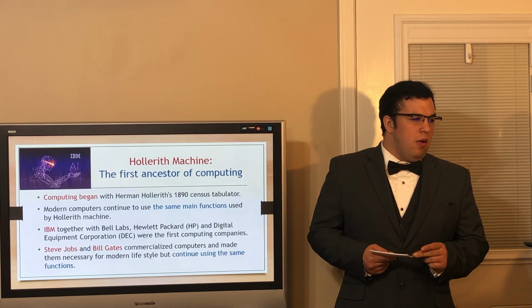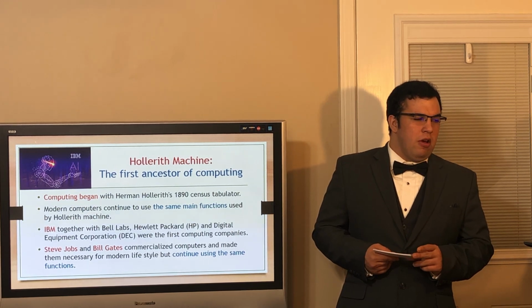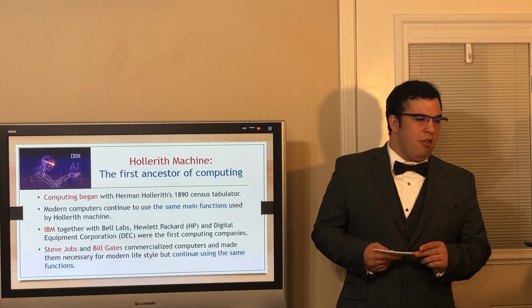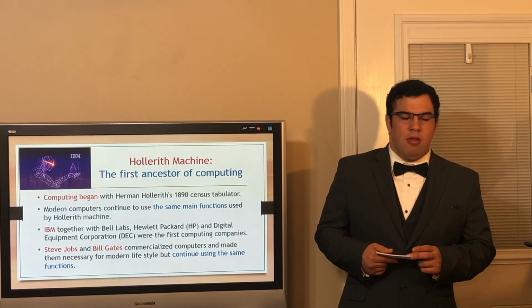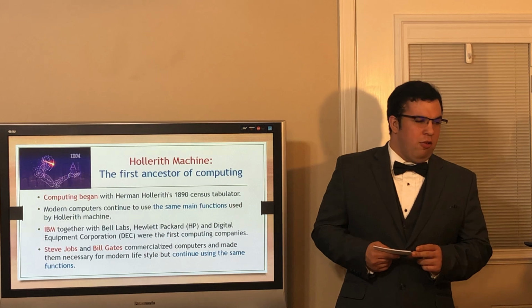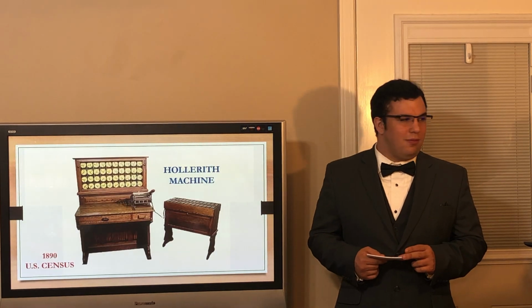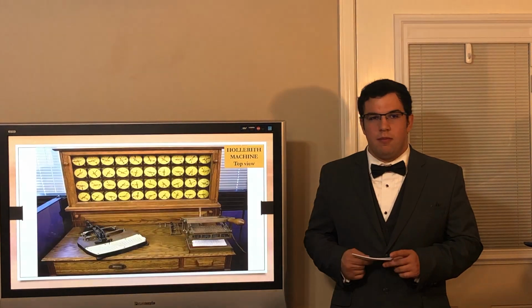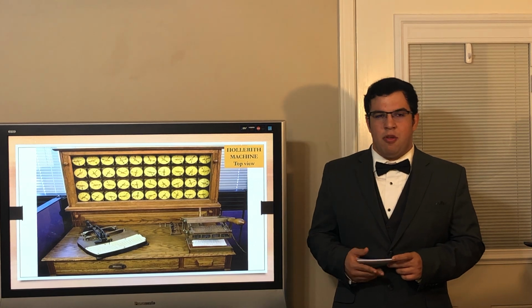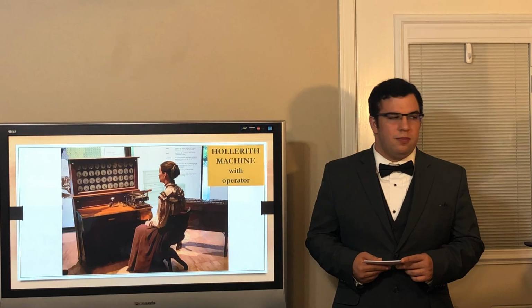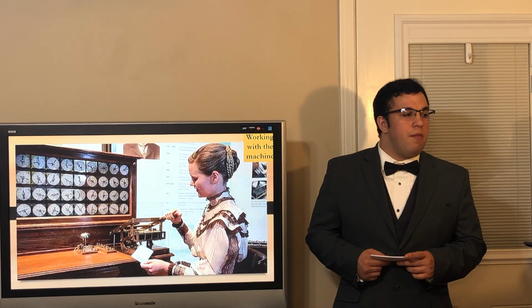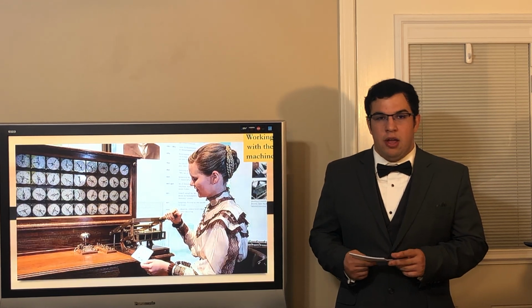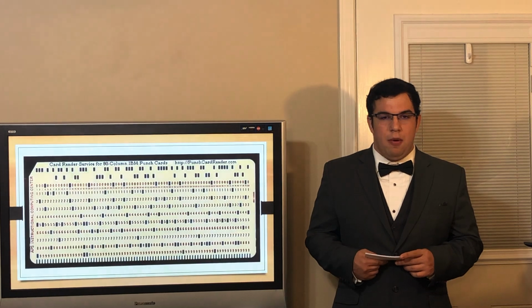Computing began with the Herman Hollerith 1890 Census tabulator. Modern computers continue to use the same main functions as used by the Hollerith machine. This is the Hollerith machine. This is the Hollerith machine top view. This is the Hollerith machine with an operator. This is the Hollerith machine working and with the operator.